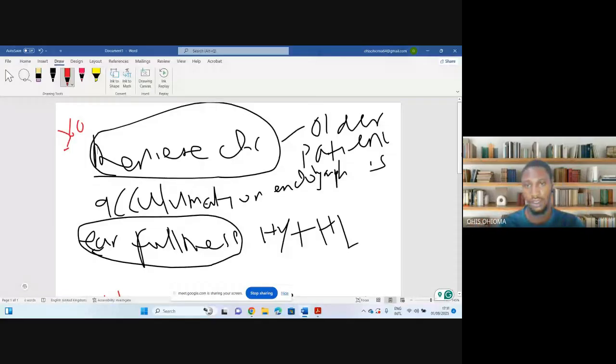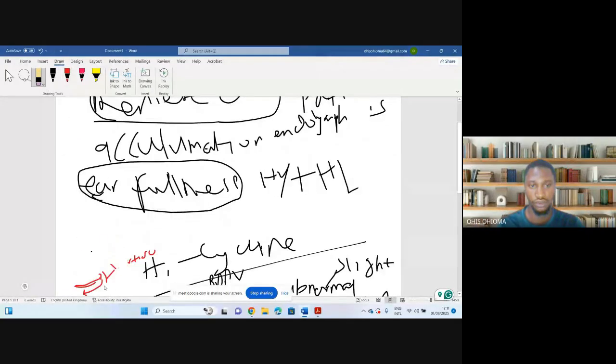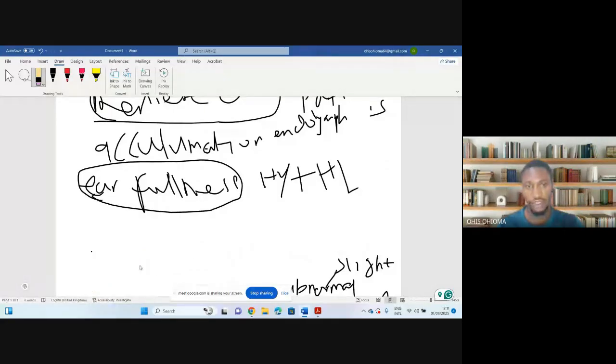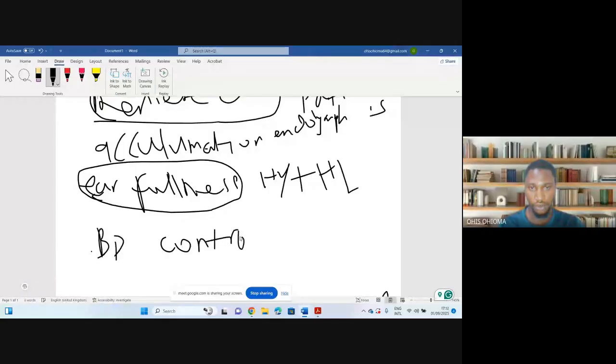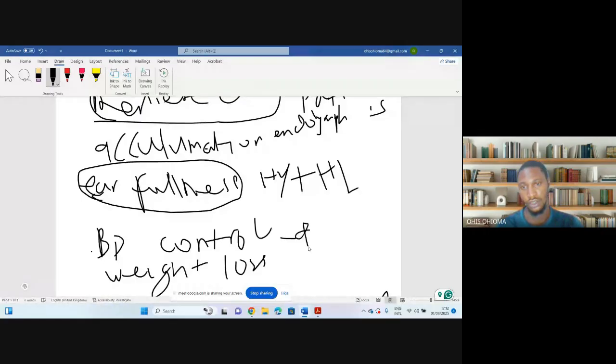And then when you want to treat the patient, the first thing you do, some people tell you weight loss. Apart from weight loss, you can also give the patients diuretics in some cases, and control the BP. BP control is very important in patients with Meniere's disease. Some people say weight loss is also important. And then, of course, diuretics can also help, although it's rarely used.